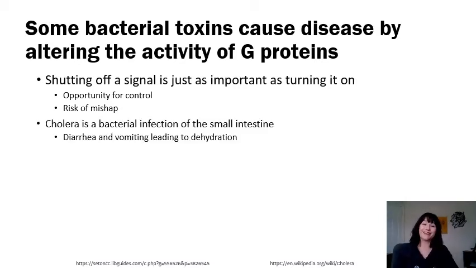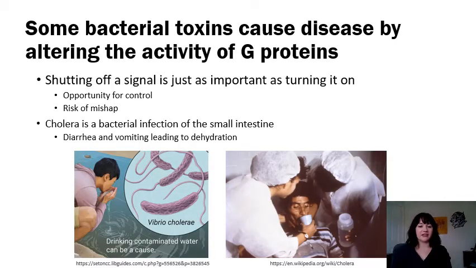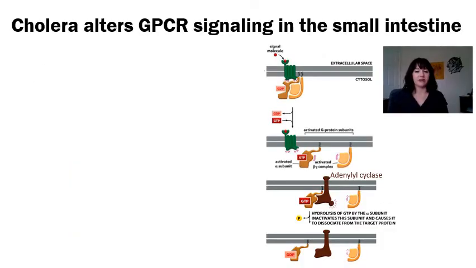So cholera is an infection of the small intestine that leads to diarrhea and vomiting and dehydration. In this case, it's a bacterial infection that can commonly be found in unclean drinking water. And the cholera bacteria's effects are mediated by GPCRs, G protein coupled receptors. Here we have a demonstration again, just from earlier. In a normal situation, a signal molecule binds to a receptor on the surface of a cell in the small intestine, activating the G protein. And in this case, the G protein is targeting an enzyme called adenylyl cyclase.